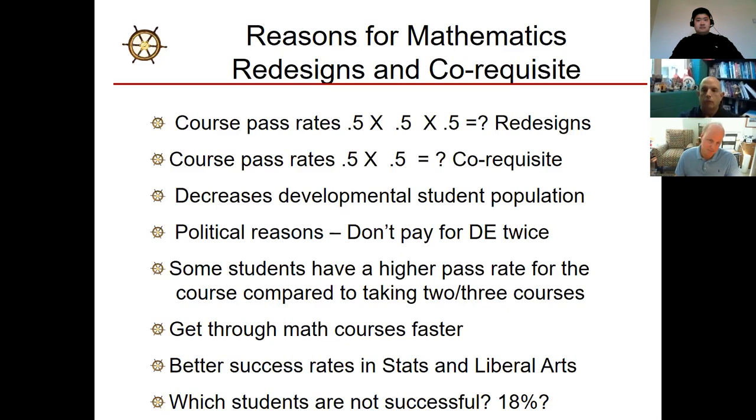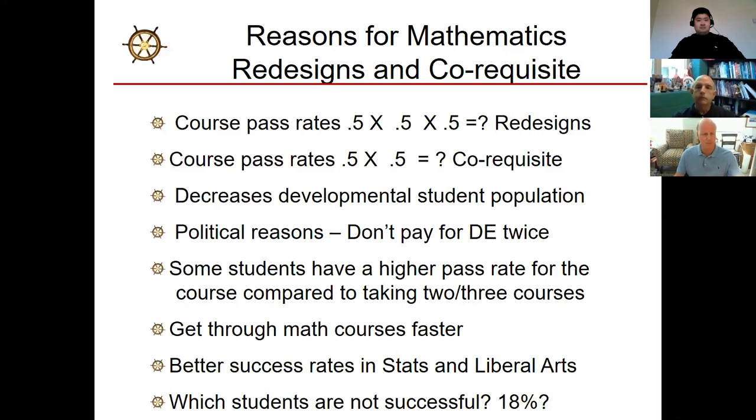You can skip them. Okay, some students have a higher pass rate for the courses compared to the 2 or 3. Yeah, if I have somebody who's right at the top at intermediate algebra, right at the top, and I give them support and put them into a college algebra, they'll have a higher pass rate. Just because of life. What I mean by life is if you take a course for, let's say, 3 months, what happens is you may get sick, family illness, that sort of thing. So it does work. It does work in some cases. Get through math faster? Yes, it does. Better success rates in stats and liberal arts.